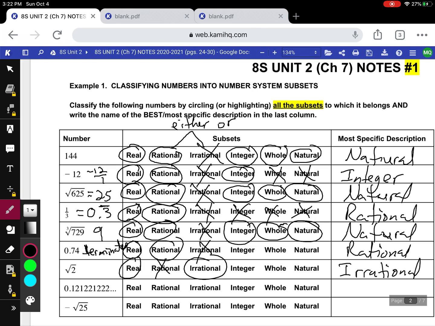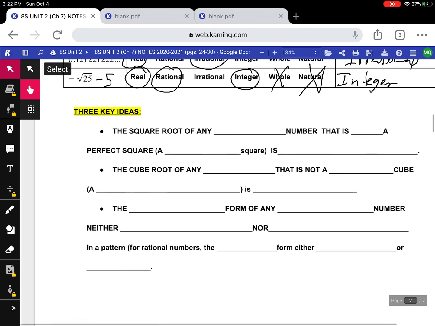Okay, let's see. 0.1212221. No, that's just going to keep going on forever. So we are going to say real, and we are going to say irrational. And negative square root of 25 is -5. We're real, we're rational, we're an integer, but we can't be whole because we're not 0 on up. We're actually a negative number, and we're not a natural. So my most specific is an integer.